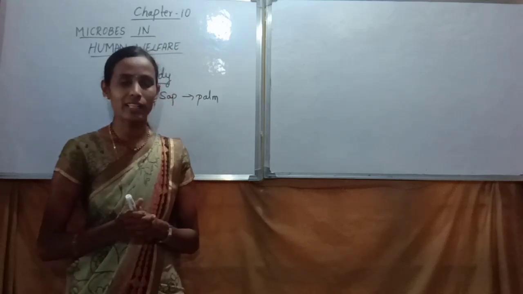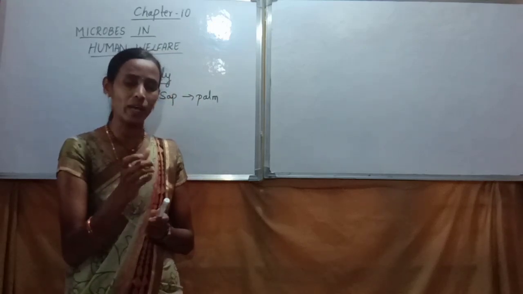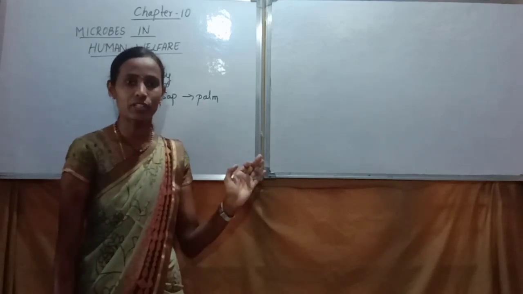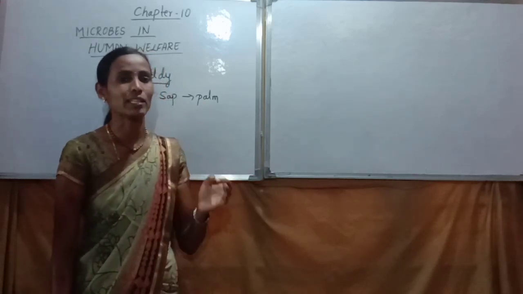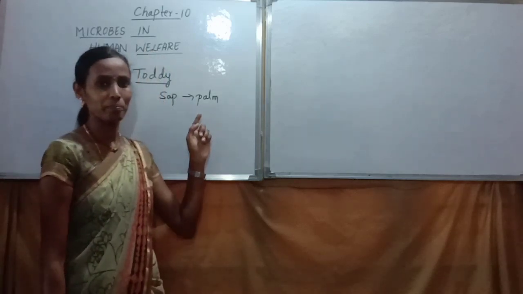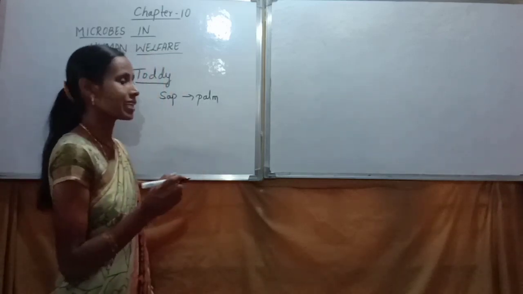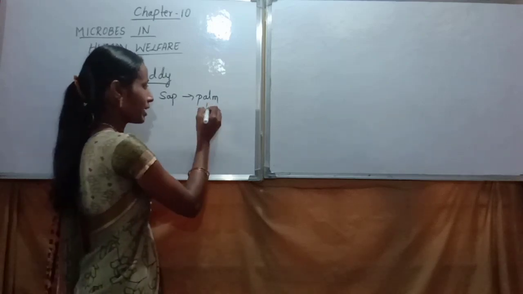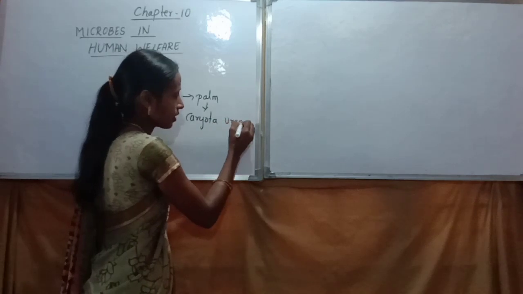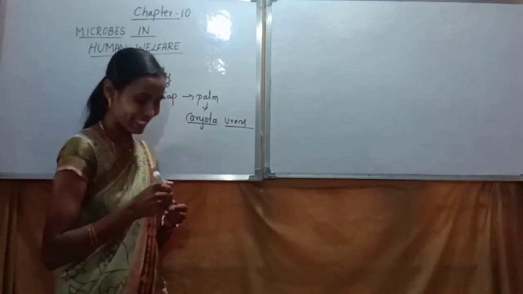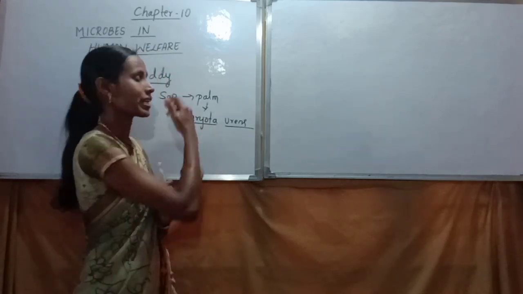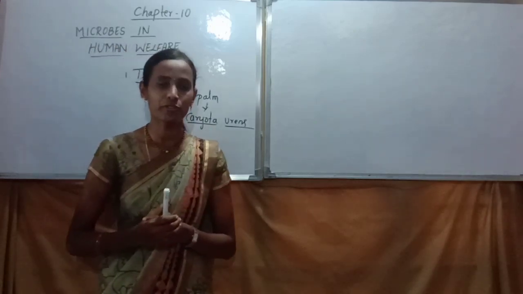Toddy is called a refreshing drink. Why? I will tell you later. So this is a traditional drink, a refreshing drink in India. It is obtained from the fermentation process of the sap obtained from the palm tree. Especially the Indian traditional drink is obtained from the palm tree called Caryota urens. This is one of the palm trees from which the sap is collected. Later it is used as toddy, that is, a traditional drink or a refreshing drink.